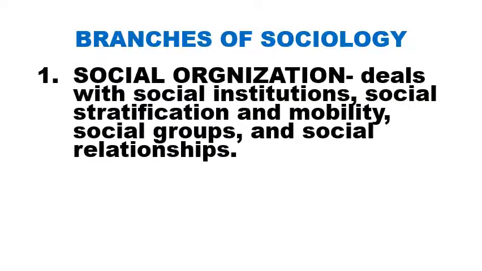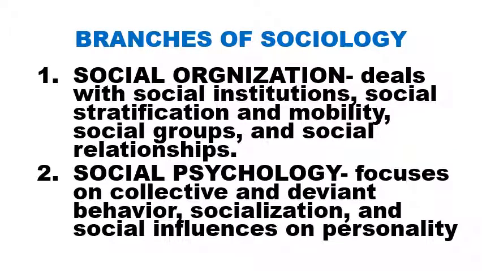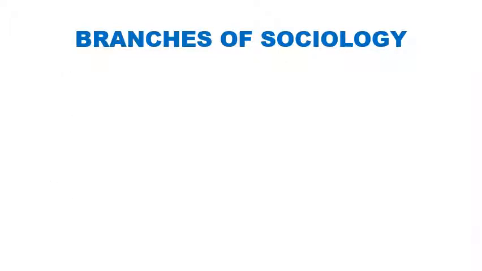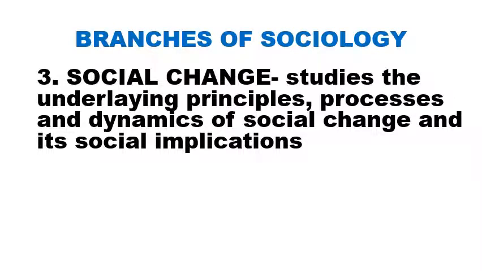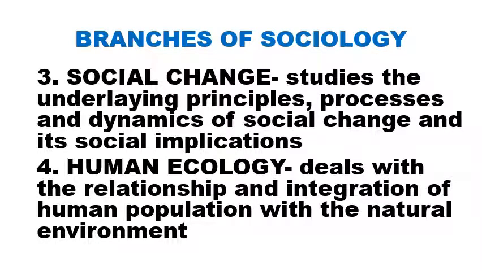Branches of sociology. Social organization deals with social institutions, social stratification and mobility, social groups, and social relationships. Social psychology focuses on collective and deviant behavior, socialization, and social influences on personality. Social change studies the underlying principles, processes, and dynamics of social change and its social applications. Human ecology deals with the relationship and integration of the human population with the natural environment.